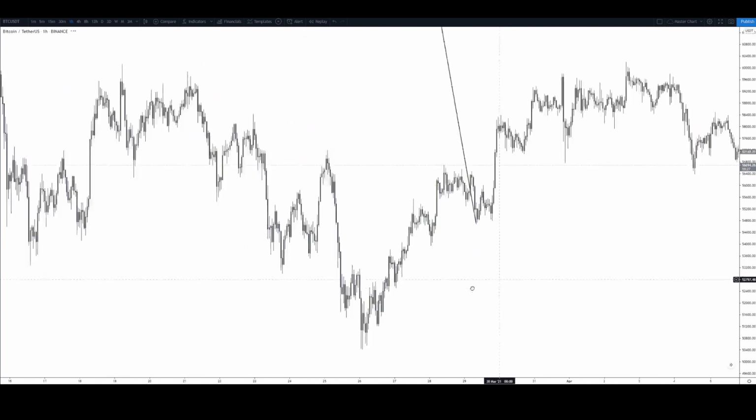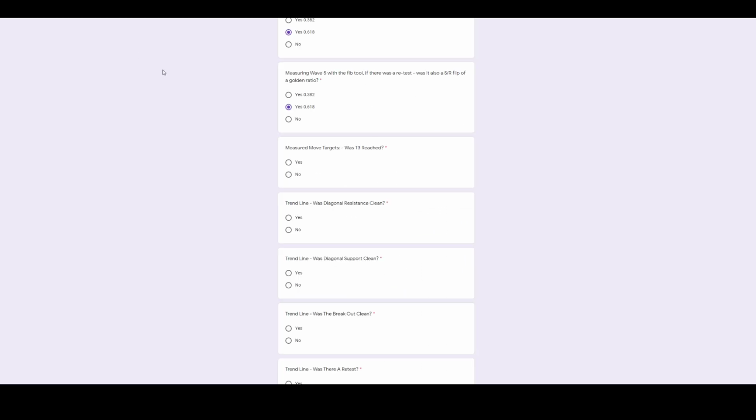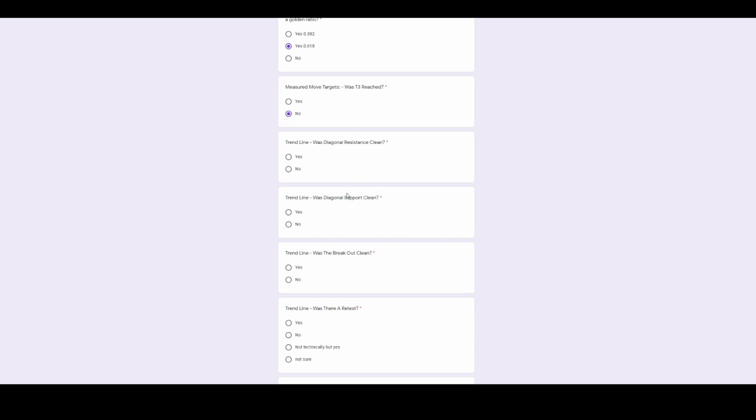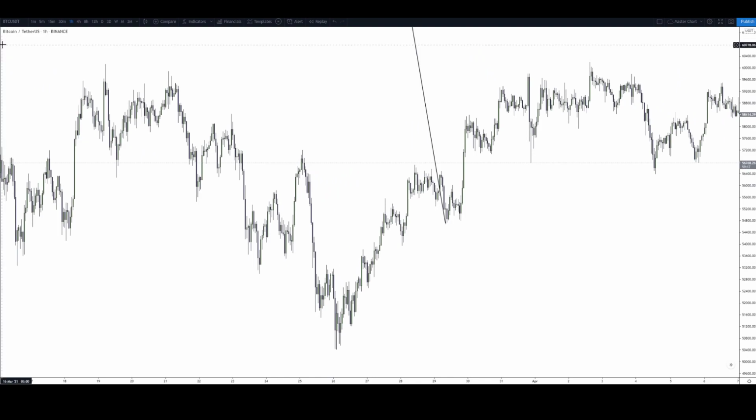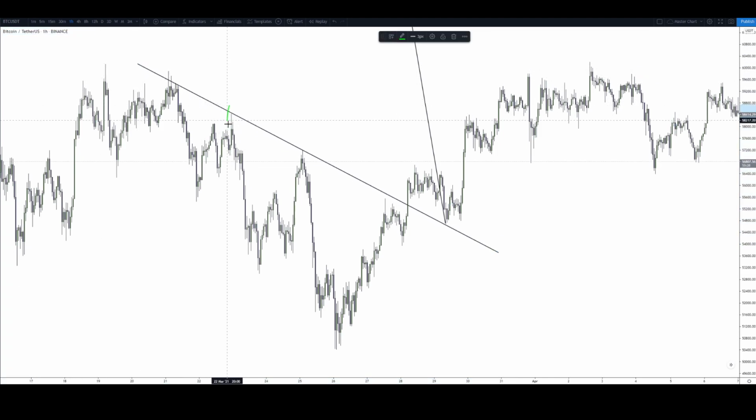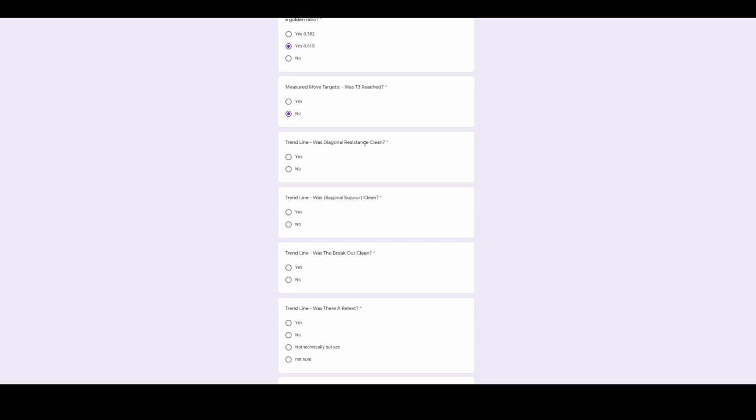Beautiful, beautiful. So we haven't reached that yet, so in this case, no, it was not reached. Was the trend line diagonal resistance clean, right? Sometimes it can be a little bit dirty, like all other patterns. It's a bit of an art form, but in this case, it's pretty clean, to be honest. So, nice clean touches through here, nice retest. Right, beautiful, beautiful. Can't ask for more.